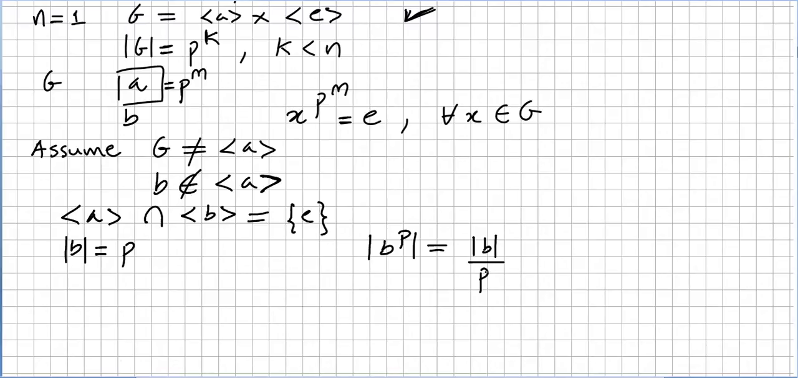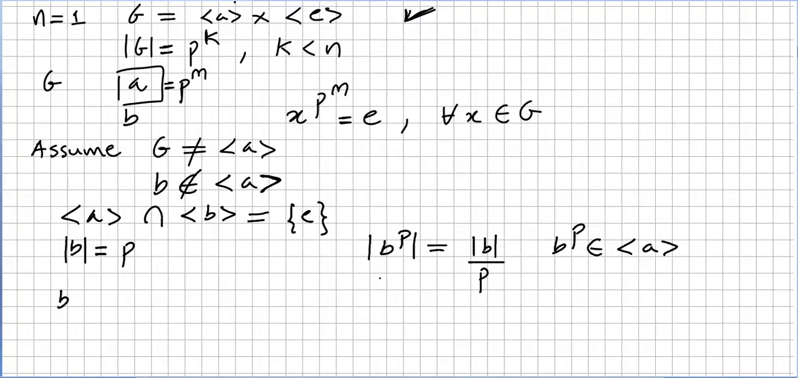And we also know that B to the power of P is, obviously, because B is not in A, but B to the power of P has to be in the set generated by A. Okay, just look at the way we choose B.